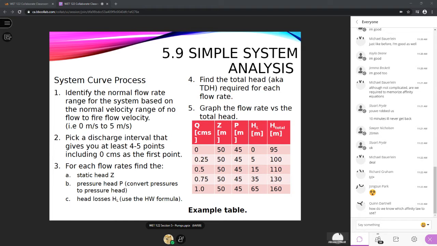Once you have that all figured out, you graph it and you create your system curve. So we're going to do this process on the next page for an example here, and you are going to need your Hazen-Williams nomograph. So can you please break those out, and we will do this together.